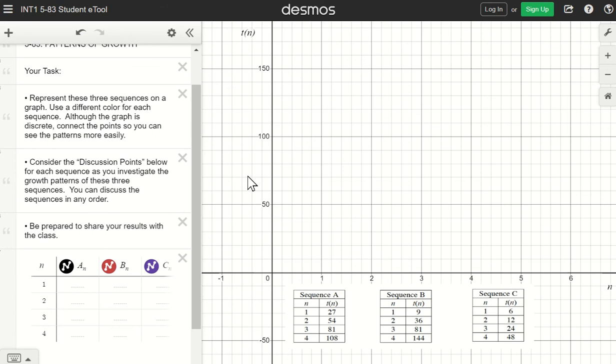For example, if we knew the 10th term in any one of these sequences, so let's say if I knew the 10th term in B, what would I do to get to the 11th term? And then finally, which family of functions best models each sequence? So for A, B, and C. Those are discussion points.